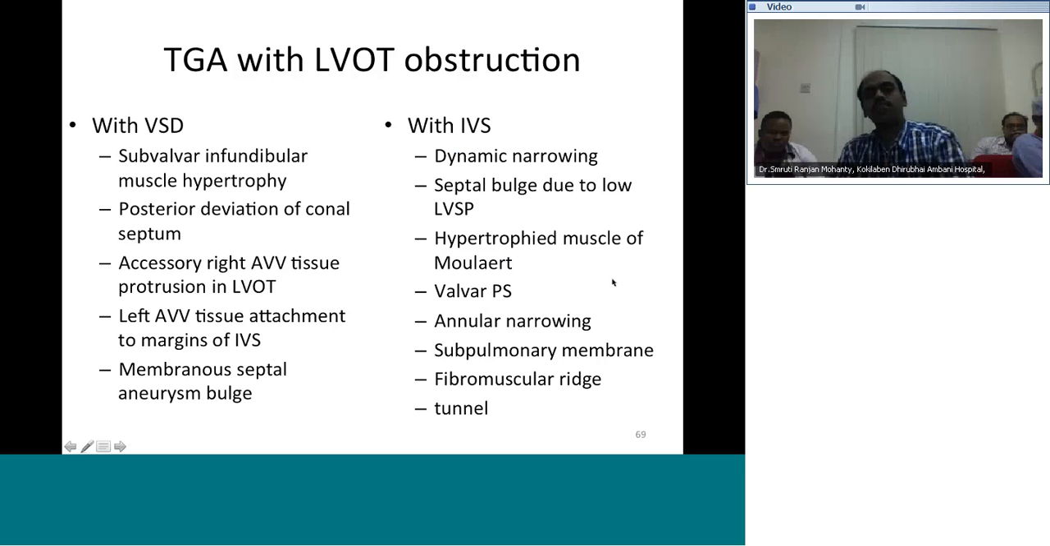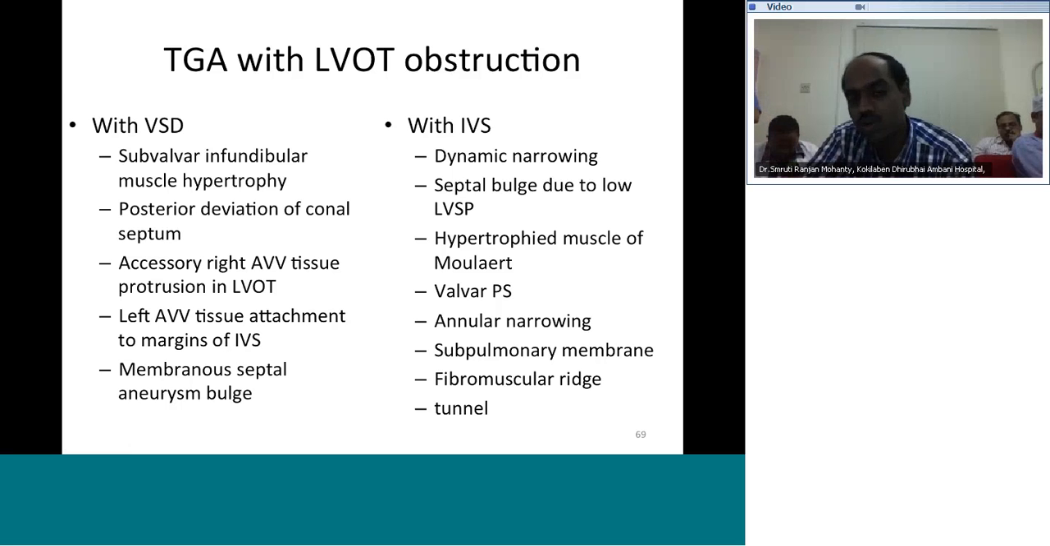So again, for exam purpose, what are the reasons for transposition to have left ventricular outflow tract obstruction? In the presence of ventricular septal defect, it can be due to infundibular muscle hypertrophy. That is something like subvalvular muscular PS. There can be posterior deviation of the conal septum. There can be accessory right-sided AV valve tissue. The tricuspid valve tissue can protrude into the LVOT. Left-sided AV valve tissue may have an abnormal attachment to the margins of the interventricular septum and cause LVOT obstruction.